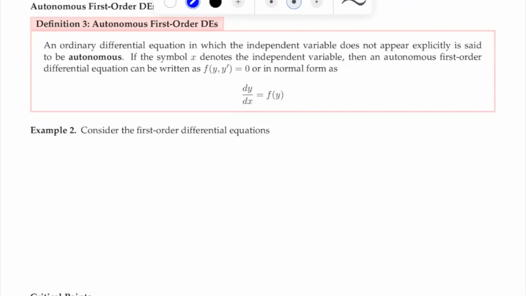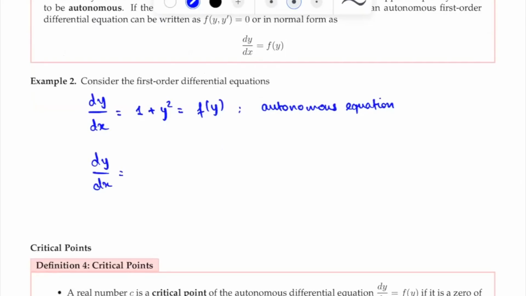All right, so let's consider the following first-order differential equations. You have dy/dx equal to 1 plus y squared. This is just a function that depends on y only, and there's no independent variable. So this particular equation is called an autonomous equation. If you have a differential equation of the form dy/dx equal to x times y, the right-hand side is a function of both x and y, both independent variable and dependent variable. So you conclude that this is a non-autonomous equation.